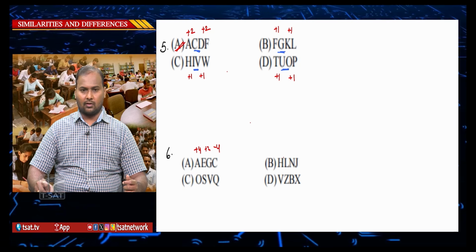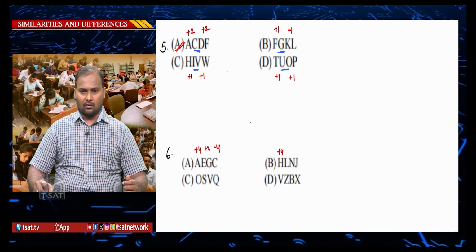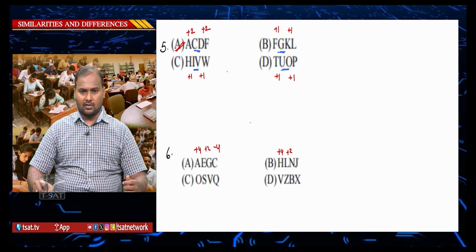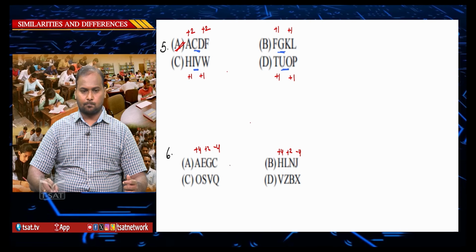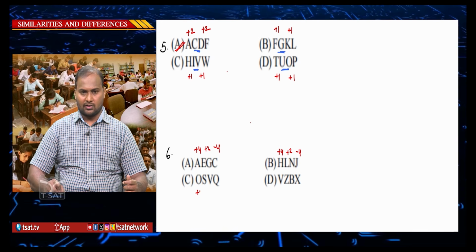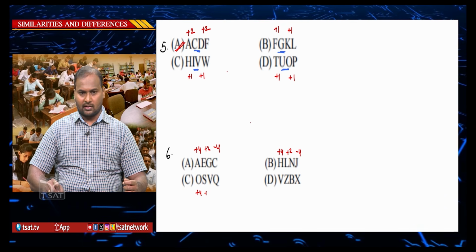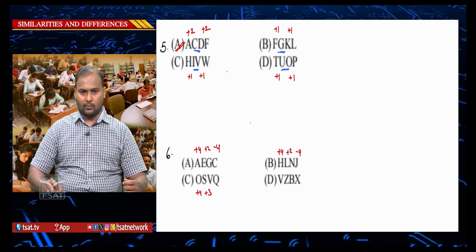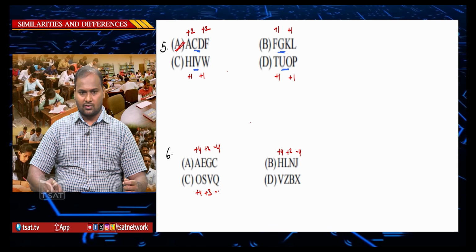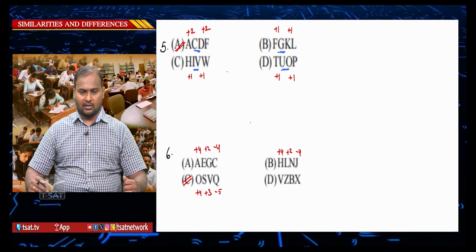For example, H to L. H is 8, L is 12. So what is the change? Plus 4. In the same way, L 12, N 14, so it also increased by plus 2. In the same way, N is 14, J is 10, so it is decreased by minus 4. Come to option C. O is 15, S is 19, so increased by plus 4. S is 19, V is 22, so it is increasing by plus 3. And again V to Q, V is 22, Q is 17, so it is decreased by minus 5. So obviously option C is the answer, because it is not following this particular pattern.